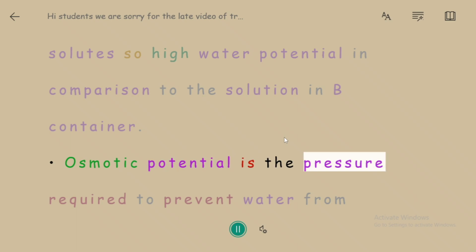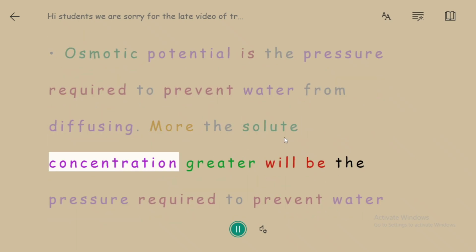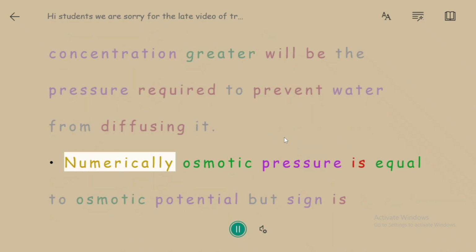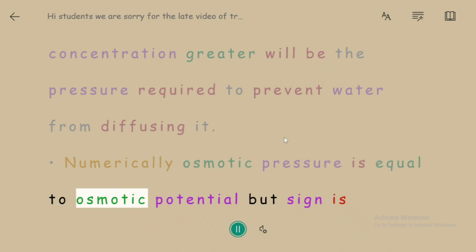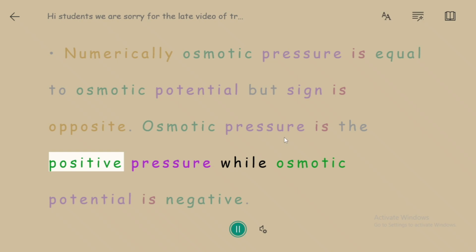Osmotic pressure is the pressure required to prevent water from diffusing. The more the solute concentration, the greater will be the pressure required to prevent water from diffusing in. Numerically, osmotic pressure is equal to osmotic potential, but the sign is opposite. Osmotic pressure is the positive pressure while osmotic potential is negative.